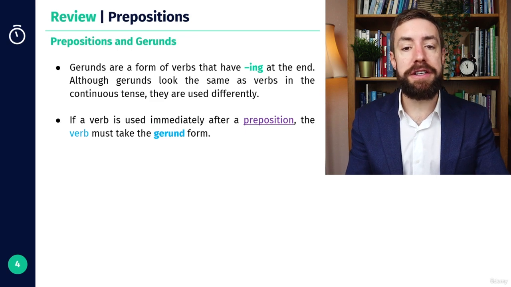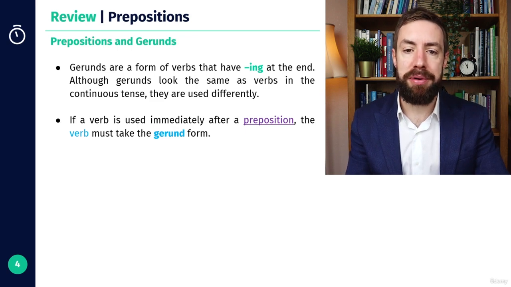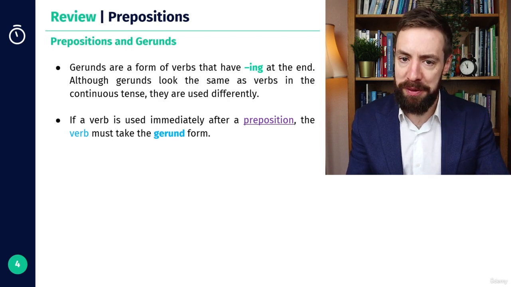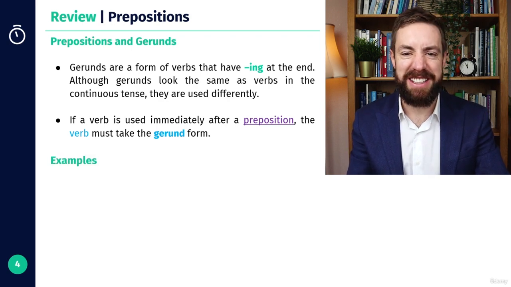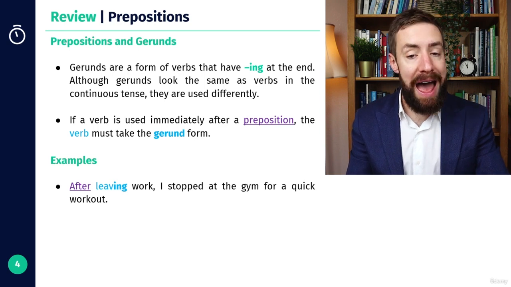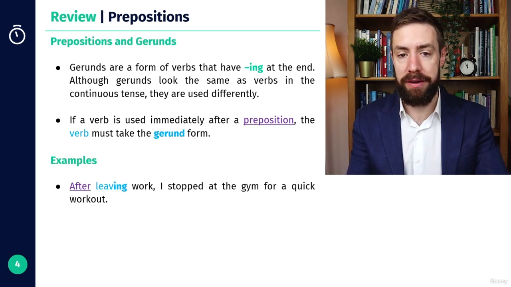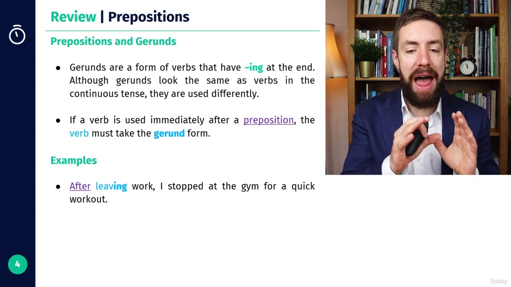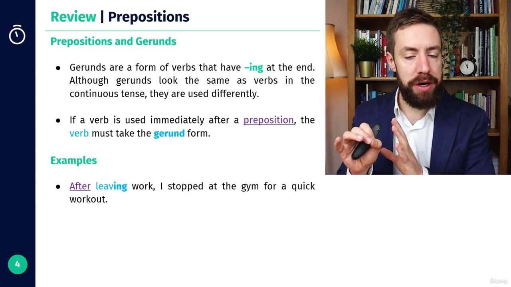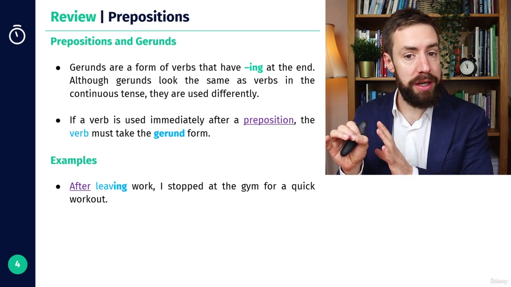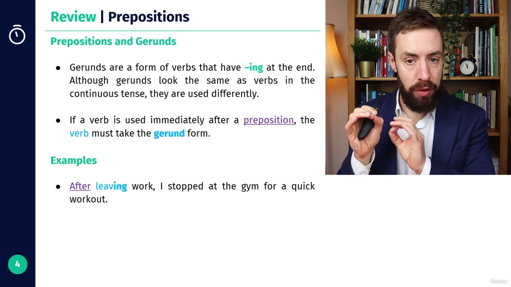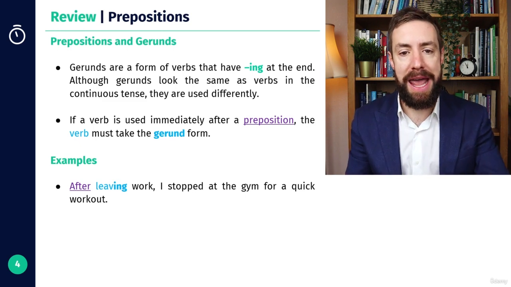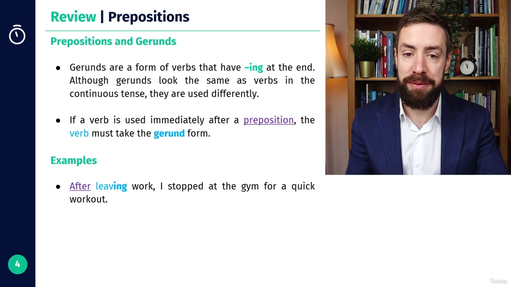And here's the rule. If a gerund is used immediately after a preposition, the verb must take the gerund form. All right, so what does that mean? Let's take a look at some examples. So, after leaving work. The after is the preposition, and it's not after leave work or after to leave work, it's after leaving work. So that verb leave becomes a gerund, it becomes a noun, all right?